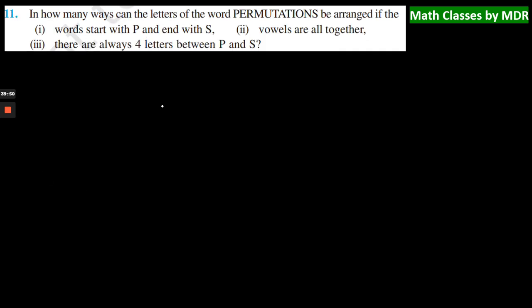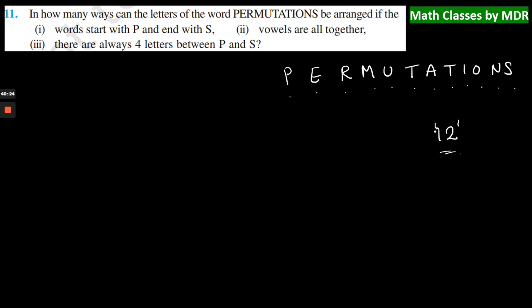In how many ways can the letters of the word PERMUTATIONS be arranged if the word starts with P and ends with S? First, let us take the letters of the word permutations: P, E, R, M, U, T, A, T, I, O, N, S. Total how many letters are there? 1, 2, 3, 4, 5, 6, 7, 8, 9, 10, 11, 12. Total 12 letters are available. Now let's see, if the word starts with P and ends with S, how many ways can the letters be arranged?